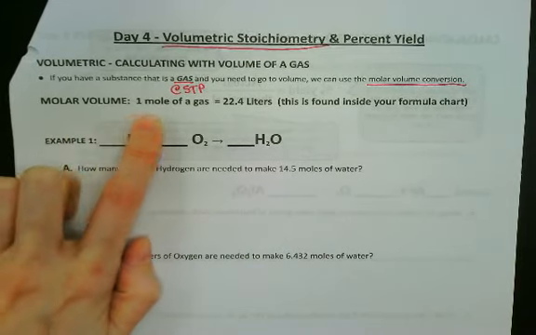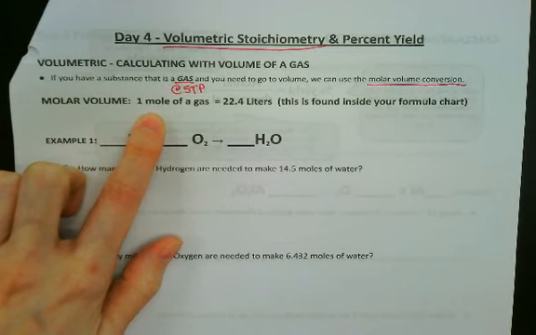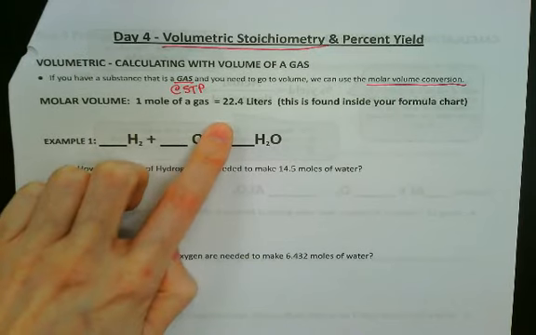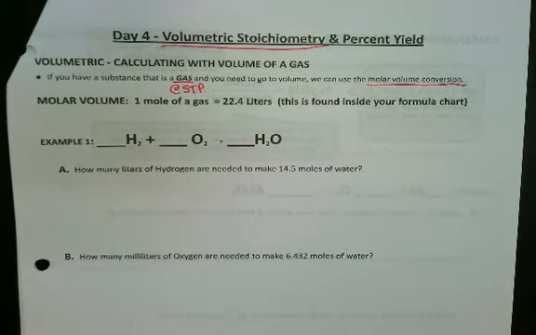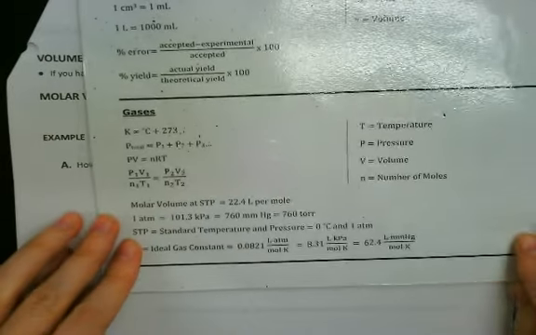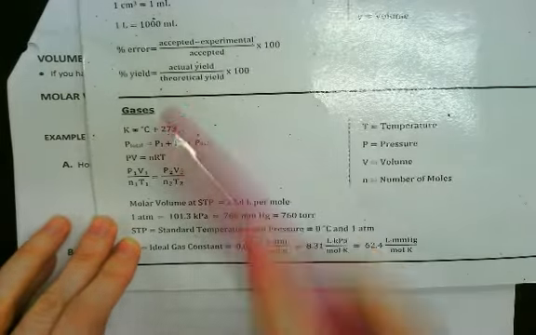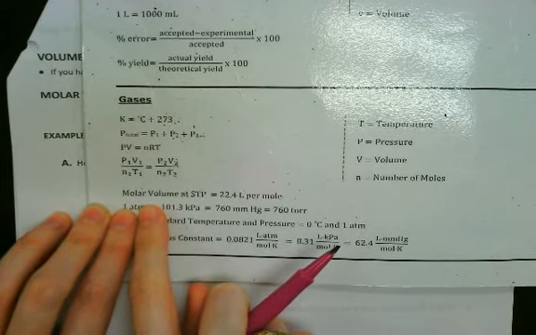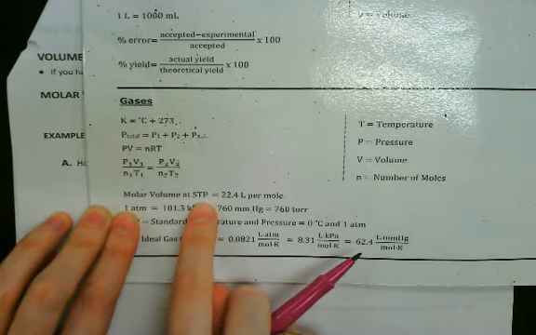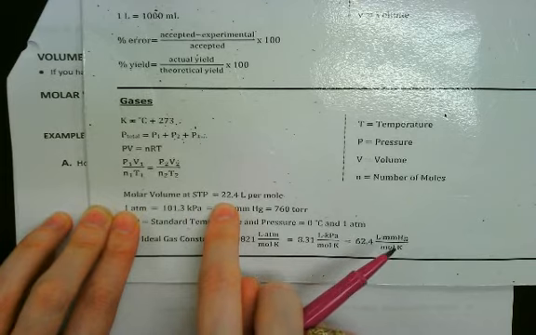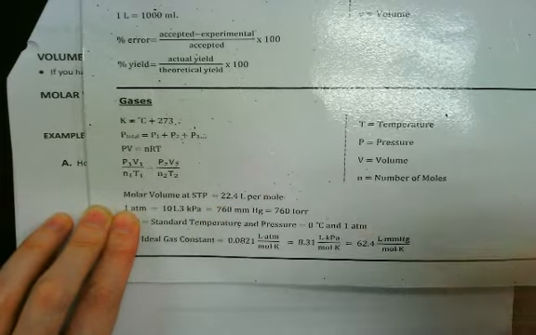And that molar volume conversion, we have that listed right here. 1 mole of a gas is equal to 22.4 liters of the gas. This is also found inside your formula chart, so you do not need to memorize this. If you flip open your periodic table formula chart, that second page, under gases, we see that the molar volume at standard temperature and pressure is listed as 22.4 liters per mole. So that conversion is always available to you there.